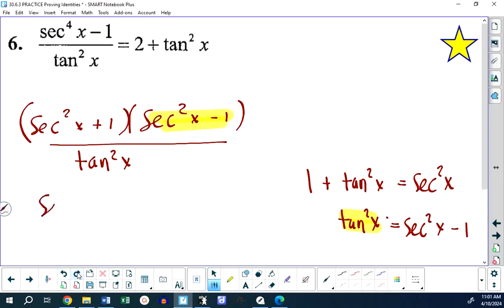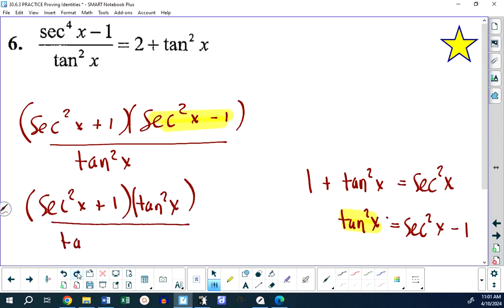So I'm going to write this now. This is the left-hand side. It's secant squared of x plus 1, and then I'm going to say times tan squared of x over tan squared of x, because secant squared of x minus 1 is tan squared of x. Okay, so that cancels. And again, we're not doing a proof officially here. I'm just teaching you would write Pythagorean identity, or you would write down this equation somewhere.